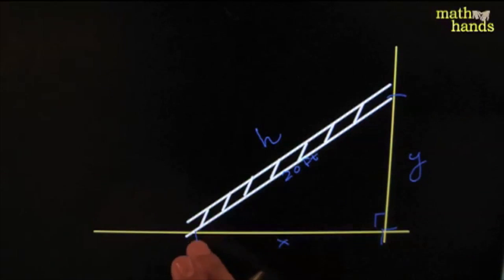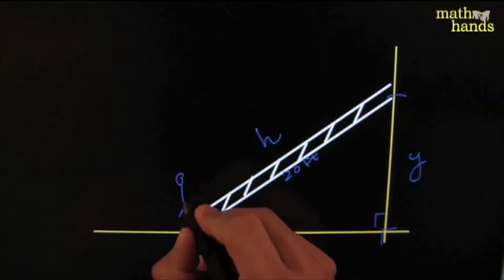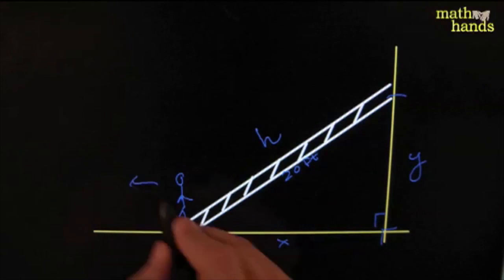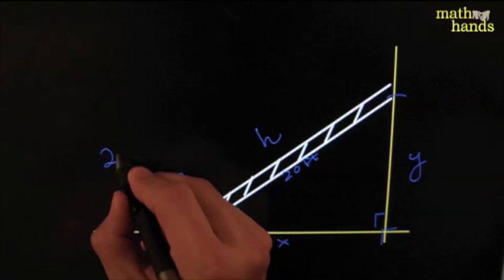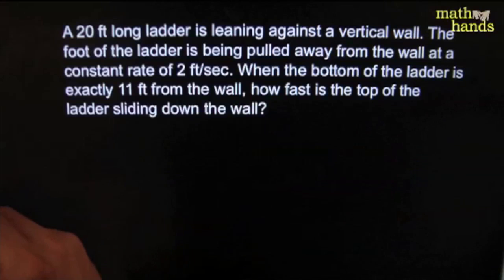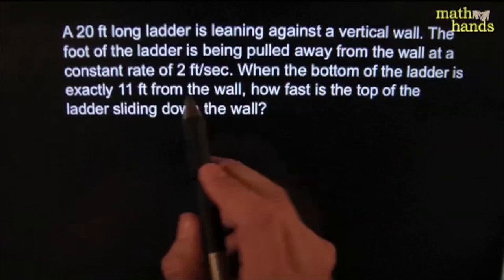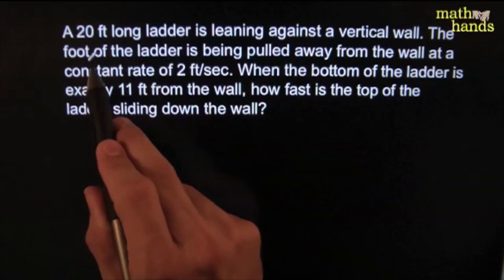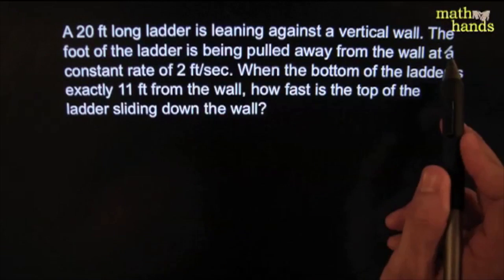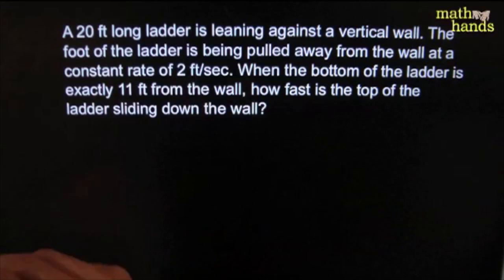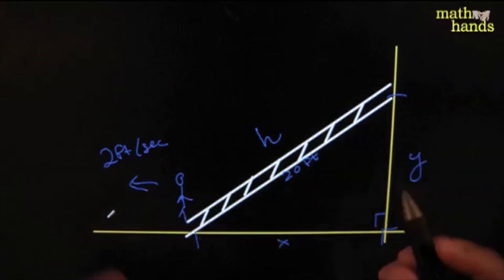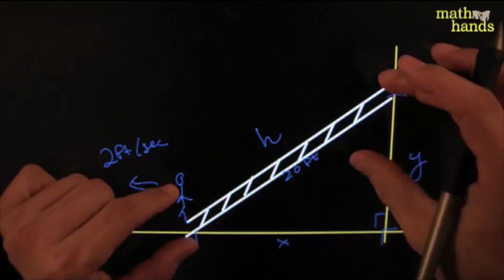And they're telling us that some little clown here is pulling the ladder at a constant rate of 2 feet per second. Let me read that carefully. The foot of the ladder is being pulled away at a rate of 2 feet per second. So this clown right here is pulling the ladder, while the ladder's falling down.